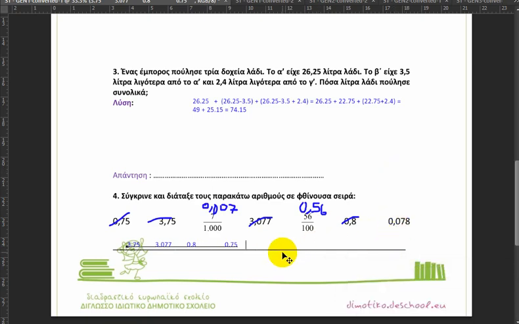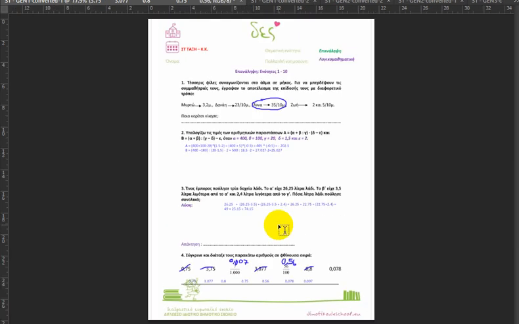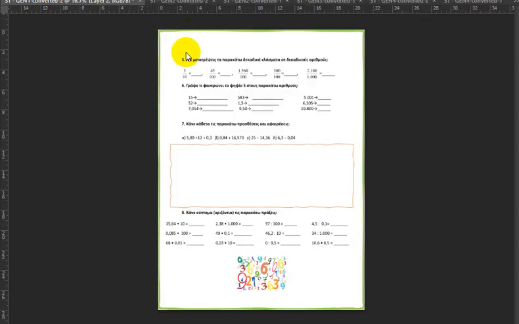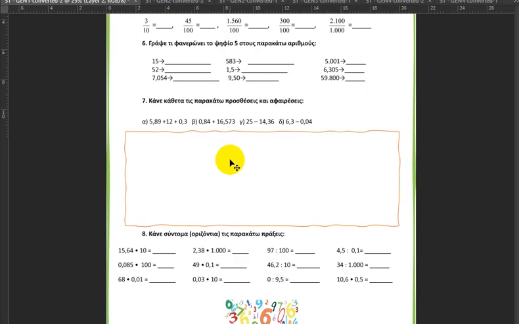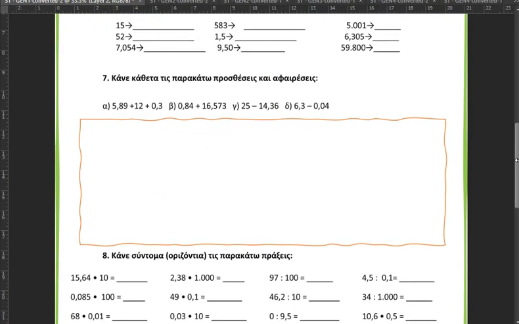Okay, so what's the next one? The next one would be 0.56. And after that, we would have this one and this one left. So we would have 0.078. And after that, we'd have 0.007. And that's all of them in order. Pause the video if you have to, or go back. Let's move on.